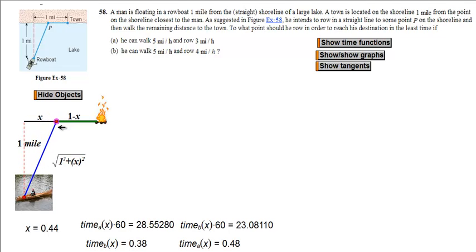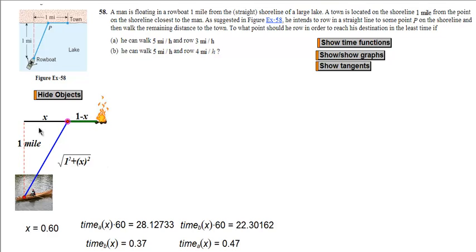So clearly, we have to minimize two things. The time that he takes to row, in blue, and the time he takes to run, that's in green. So they tell you that the town is a mile away from the edge here, and he's a mile out. So isn't that convenient? If we let x be the perpendicular distance from where he is now to where he decides to land on shore, then 1 minus x is the amount that he has to run.